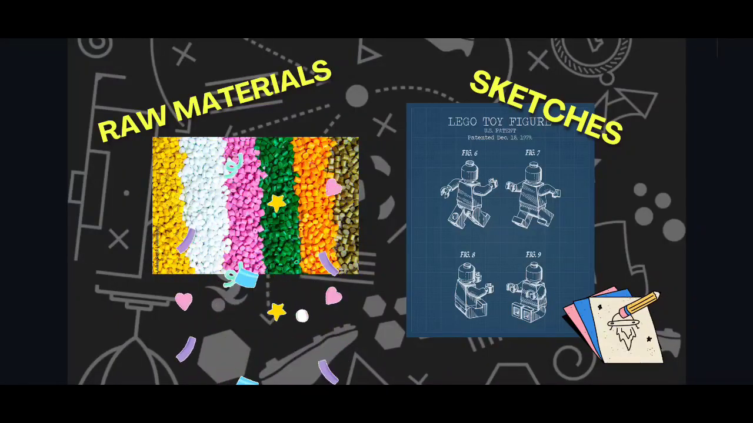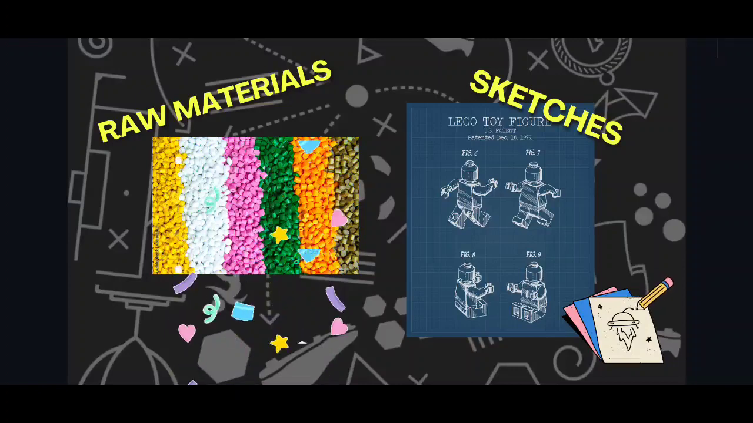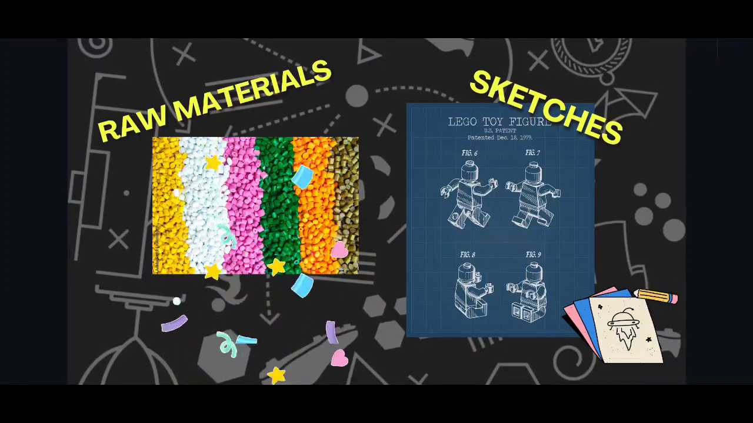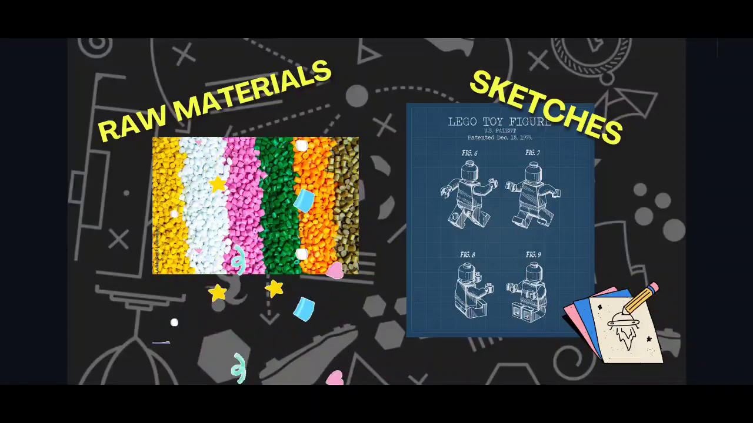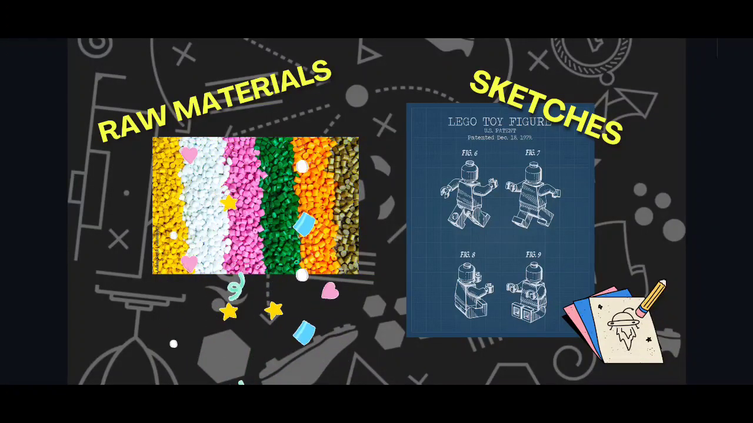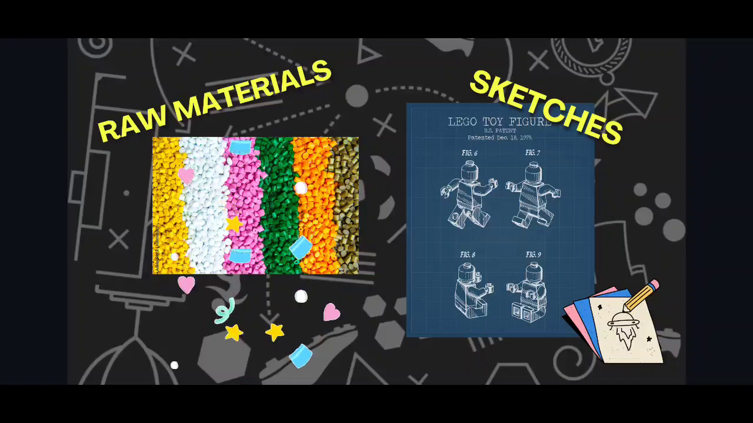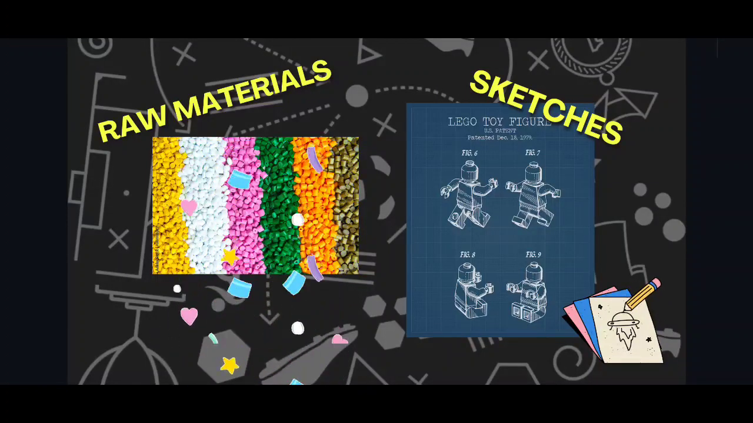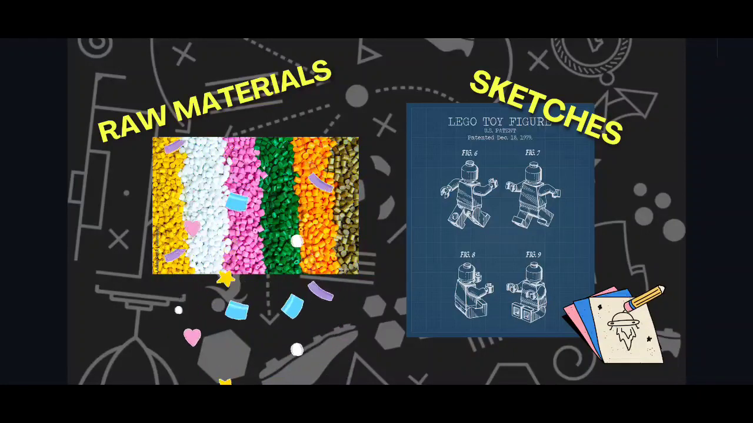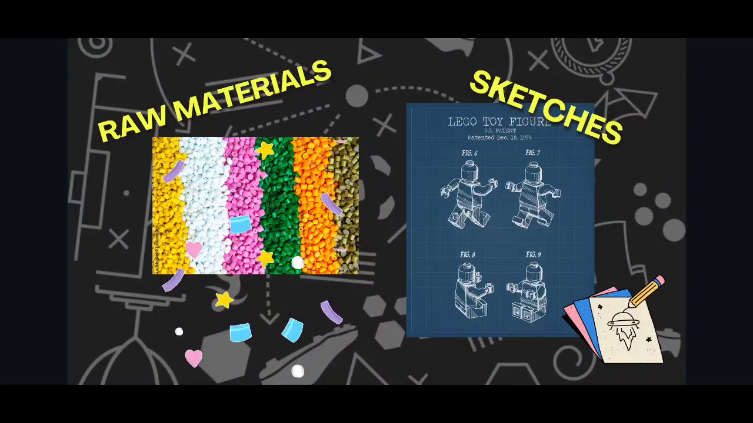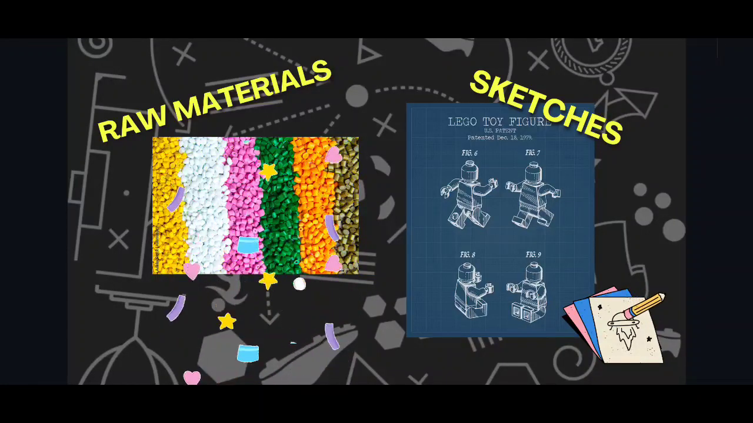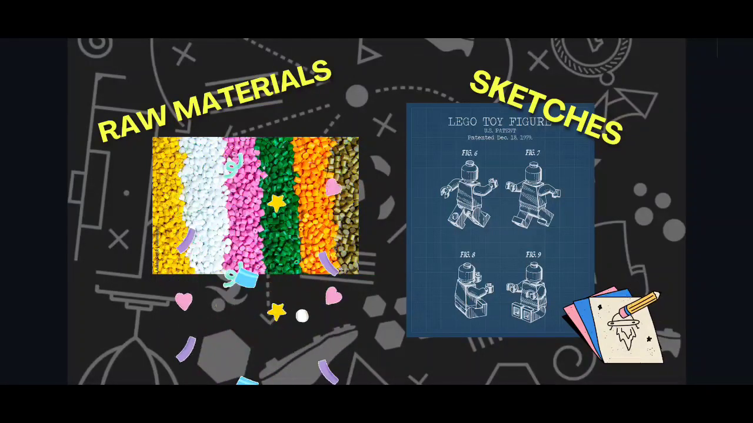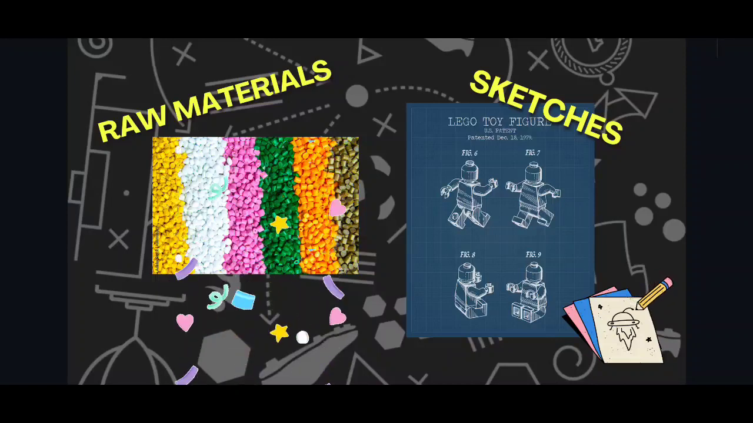Raw materials, plastic pellets. The first crucial input is raw materials. In this case, we use tiny plastic pellets as a foundation. These pellets are carefully selected based on factors like safety and appearance. These plastic pellets are little pieces of plastic. Depending on the color, we melt these and use a mold to get the piece that we need in plastic.